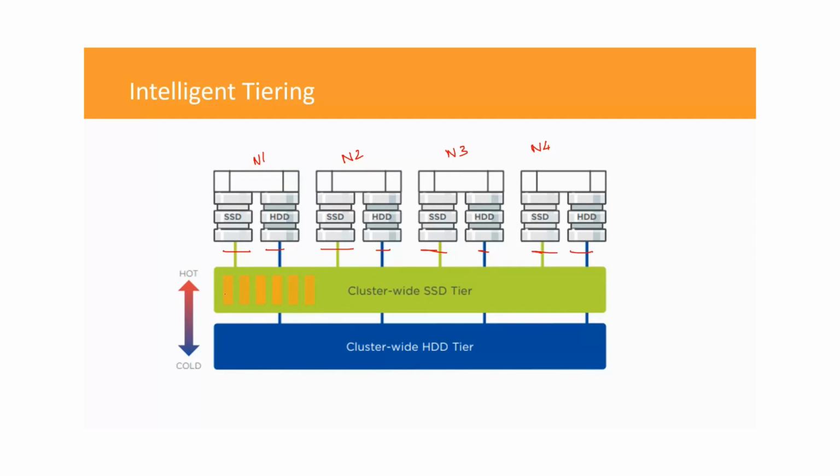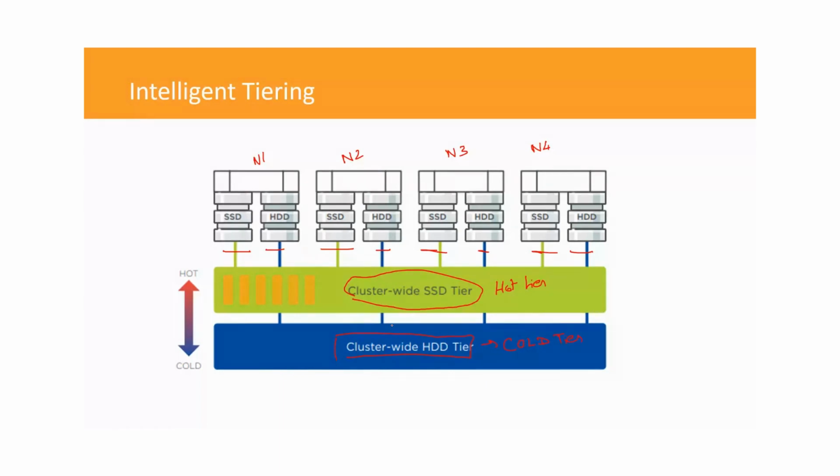So all the SSDs and hard disks are pooled, and that is called a storage pool in Nutanix. On the other side, all the SSDs are also grouped into a cluster-wide SSD tier, which we call the hot tier. All the hard disks form the hard disk tier, and this we call the cold tier.